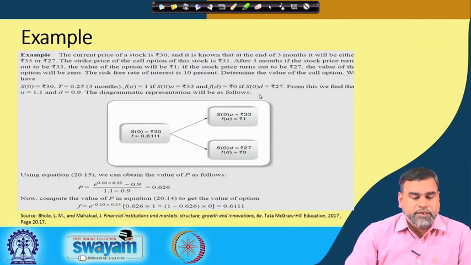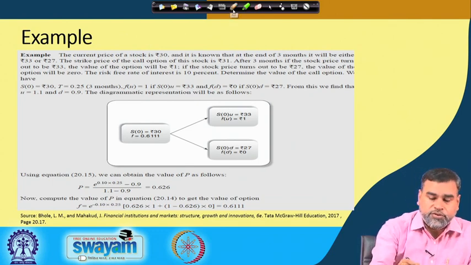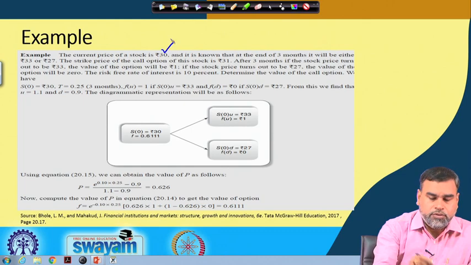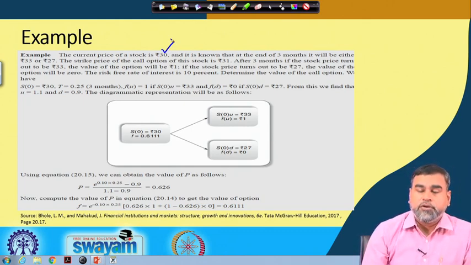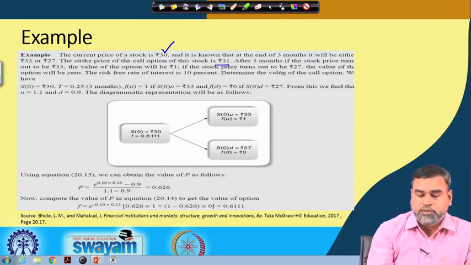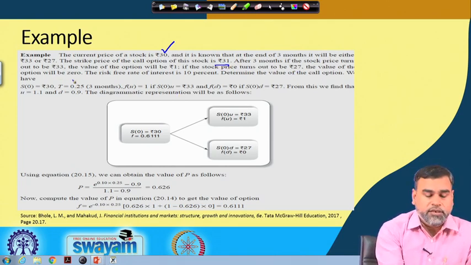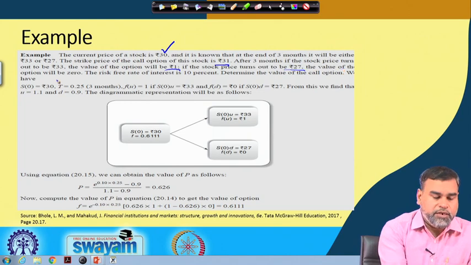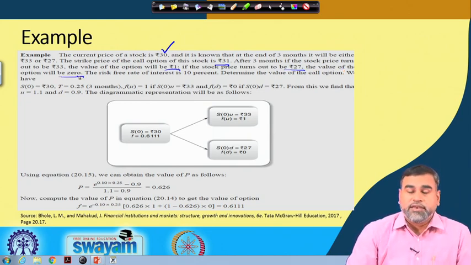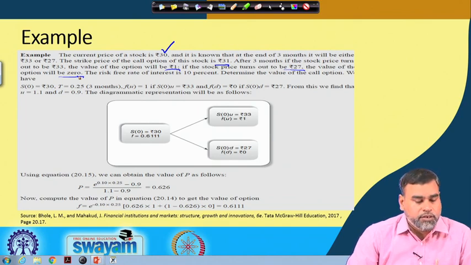So, now we will see how it works. This is the example you can take. Let the current price of the stock be 30 rupees, and it is known that at the end of 3 months it will be either 33 or 27. The strike price of the call option is 31. After 3 months, if the stock price turns out to be 33, the value of the option will be 1 rupee. If the stock price turns out to be 27, then the value of the option will be 0. That means the option will not be exercised, because the price is less than the strike price. The risk free rate of return is 10%. Find the value of the call option, that is the question.